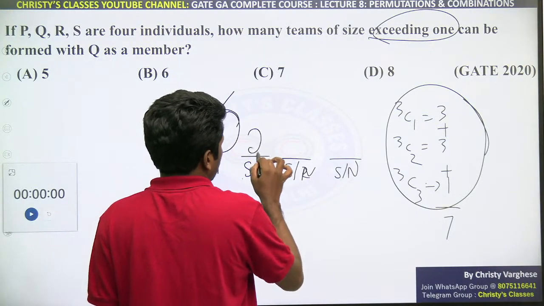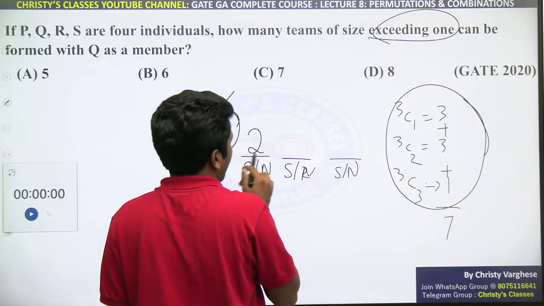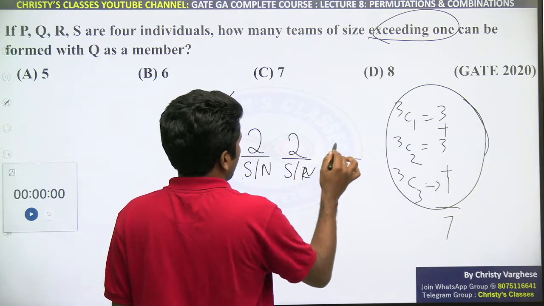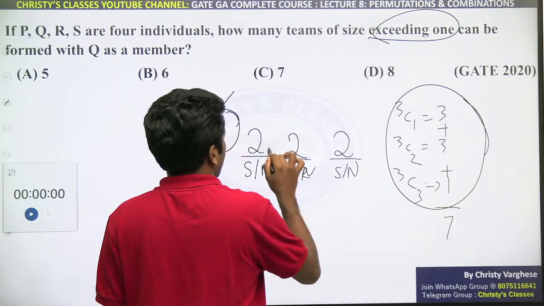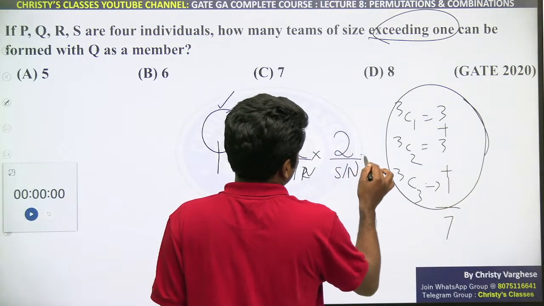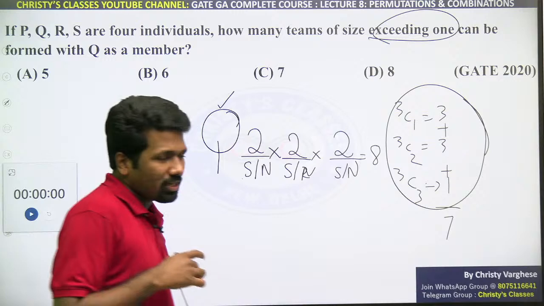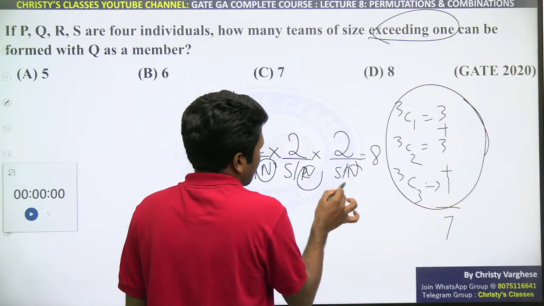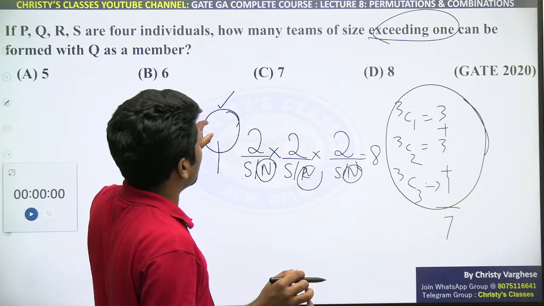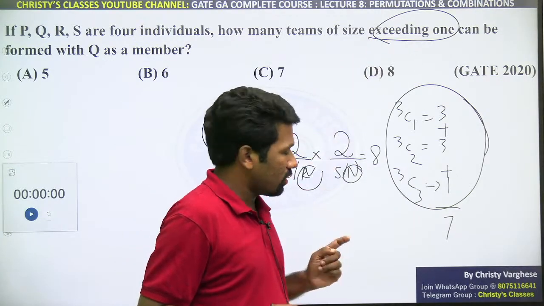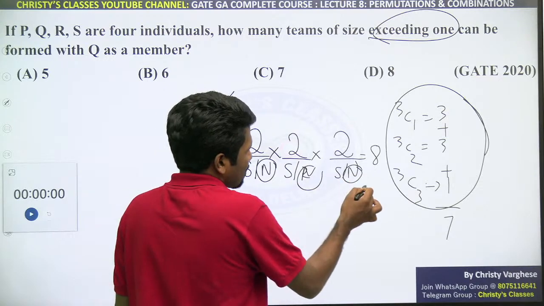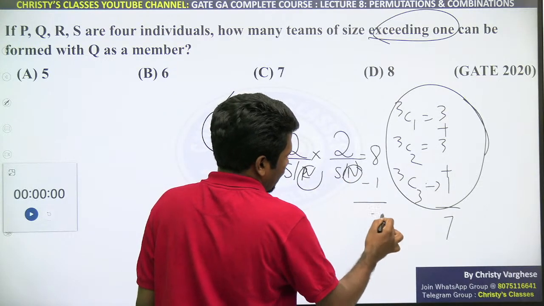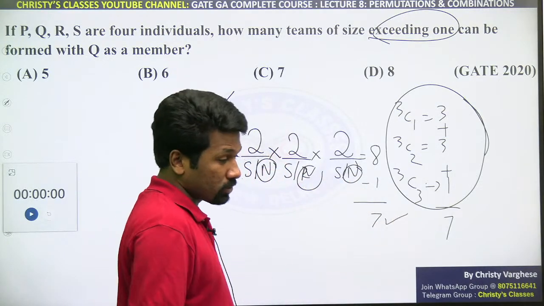So there are 2 ways for first person to be selected or not selected, second to be selected or not selected, third to be selected or not selected. So fundamental principle of counting say 8 ways. But 8 is not the answer, because what if all the 3 are not selected? In that case, Q only is there in the team. Question says exceeding 1. So, वो no case को subtract करना है. That is 7. That is a second approach.